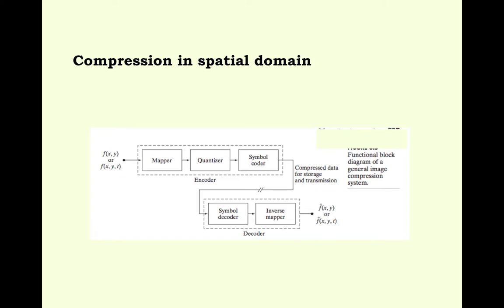Then it is mapped. Mapped means the information that is repeated is truncated, and the unrepeated information will stay, according to how much compression is required, and the rest will be truncated. After this mapping, there is a quantizer, meaning the information or the pixels are quantized. After that, it is coded according to some coding technique.